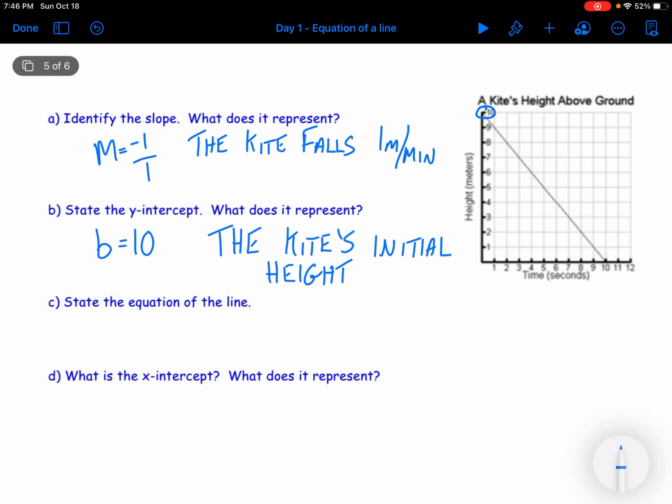And then finally state the equation. Well, we've already got the slope. We know it's y equals mx plus b. So we would have -1 over 1, or -1. And you actually don't have to put that if it's a negative. You could just write -x plus 10.